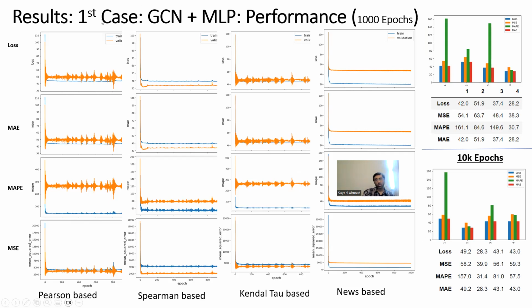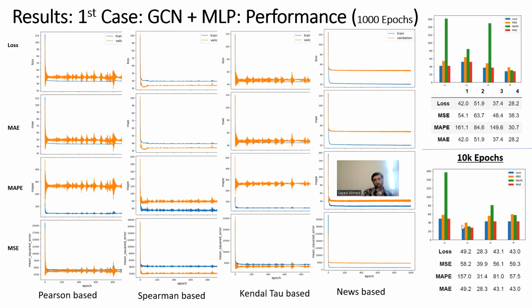And one of the experimental cases was for the GCN plus MLP and 1000 epochs. I used a dropout 0.5, and epoch is 1000. Usually learning rate 0.1, that's what I use for this. This is the performance that I get. And then you can see, so validation sometimes follows training, and sometimes the performance comes closer, right? And this is the Pearson, Spearman, and then Kendall and the NEWS best. And this is the performance you can see. So this is the 1000 epochs.